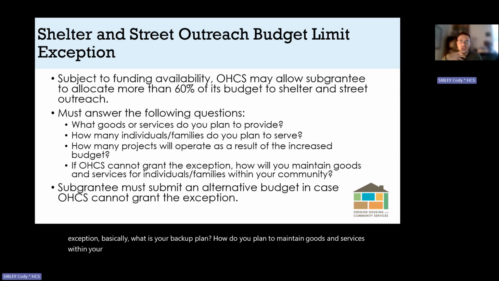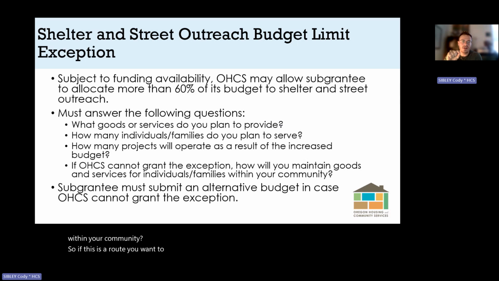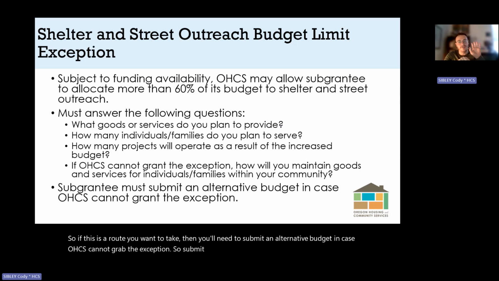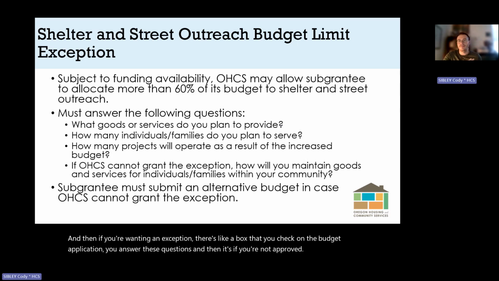So if this is a route you want to take, then you'll need to submit an alternative budget in case OHCS cannot grant the exception. So submit your desired budget first, and then if you're wanting an exception, there's a box that you check on the budget application. You answer these questions, and then if you're not approved, what do you want your backup budget to be? We need all those pieces filled out in order to determine whether we're able to grant you an exception.